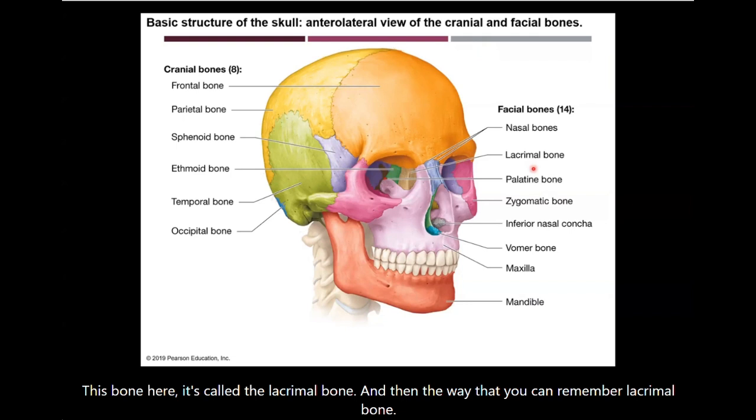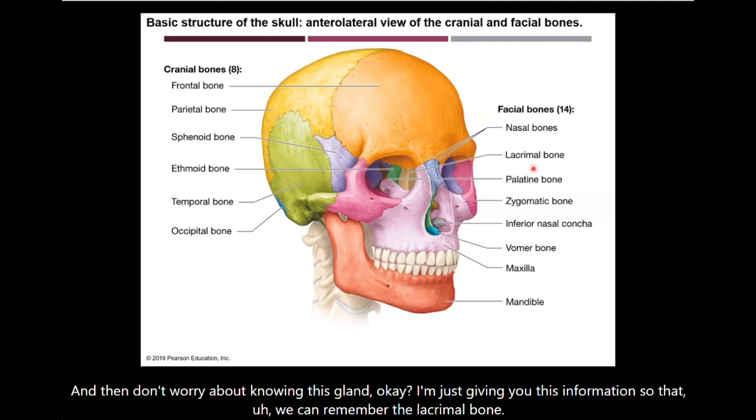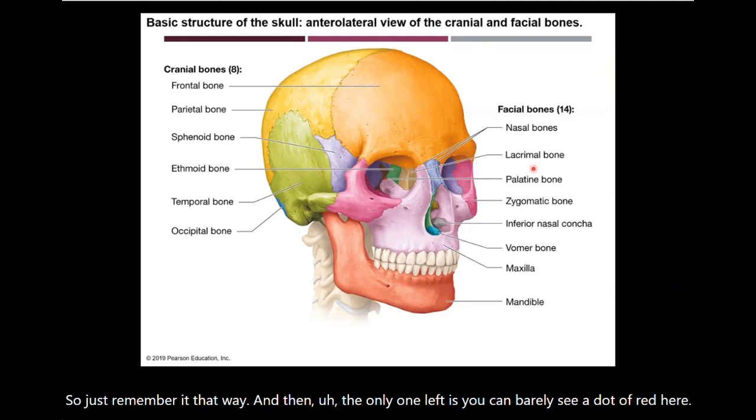And the way that you can remember the lacrimal bone, and that's how I remember it, is right here in our eyes, we have a gland. Don't worry about knowing this gland, okay? I'm just giving you this information so that we can remember the lacrimal bone. I'm not going to ask you about it. We have a gland called the lacrimal gland, and the job of this gland is to produce tears, okay? So where do we produce the tears from? From here, right? So that's where we have the lacrimal bone, okay? So just remember it that way.